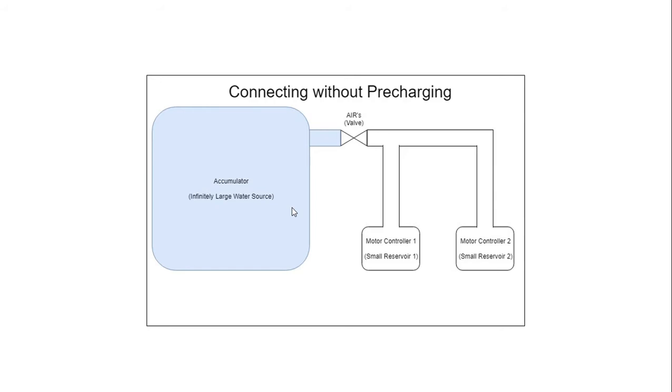These will be represented by small water reservoirs. The precharge and discharge resistors will be represented by flow restricting valves in the water system. The accumulator will be represented by an infinitely large water source. If we look at the system without any add-ons, it's fairly easy to understand. There's an infinite source of water that leads to two small reservoirs.